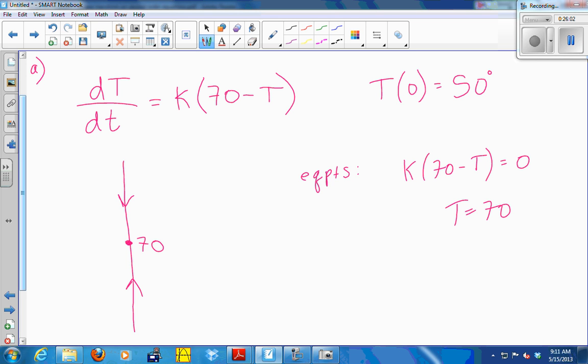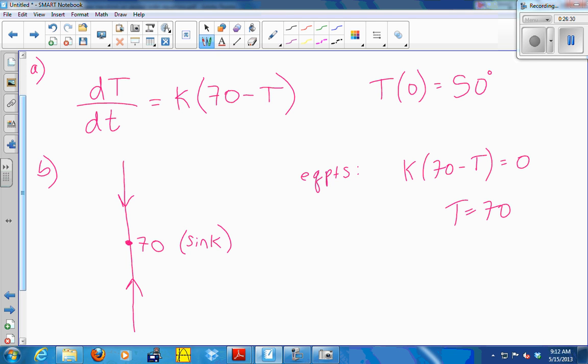Right, it makes sense that 70 is room temperature. If the can of soda is ever below or above room temperature, it comes back to room temperature. So we would call this a sink. So the temperature of the can of soda over the long term goes to 70 degrees.